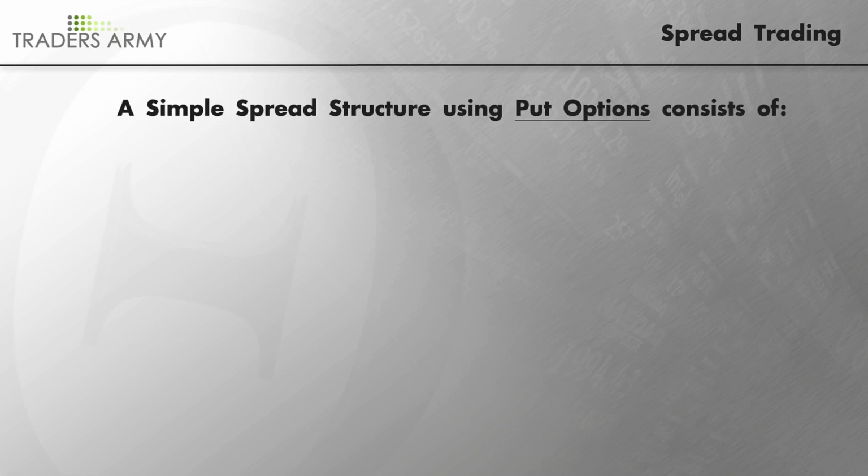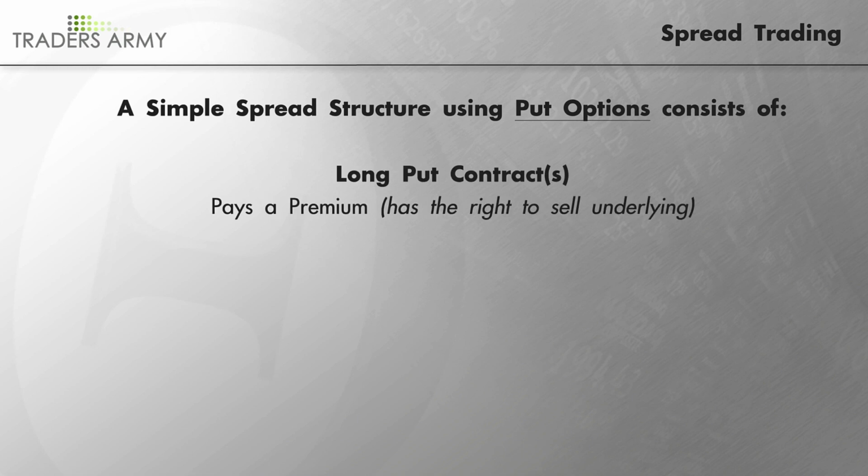Now, when looking at a simple spread structure using put options, a spread trade using put options will still consist of one long put contract or multiple contracts in which we have the right to sell the underlying when we pay our premium and receive the contract. We are carrying a negative delta position, which means we believe the stock will go down, and we are carrying a negative theta position because we bought the option. That option is decaying away from us or against us.